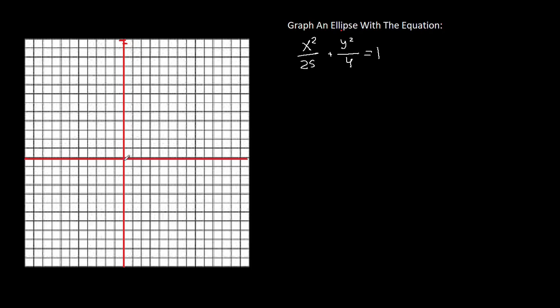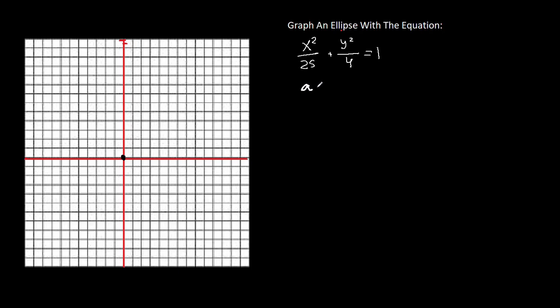So I'm going to make a big black dot. That's the center of our ellipse. It's also the origin of our coordinate system. So we know that. Next thing, we know that the larger of the two numbers is always A.